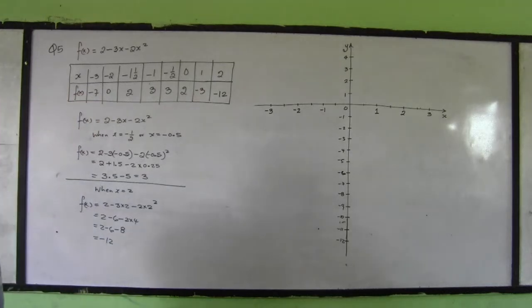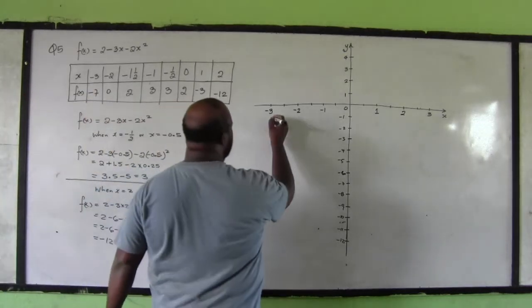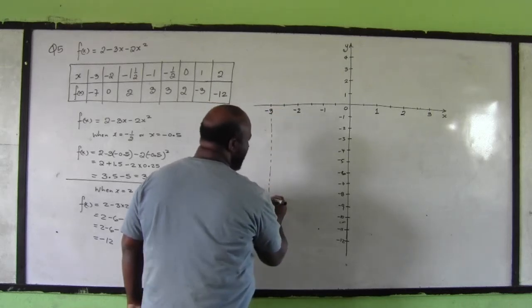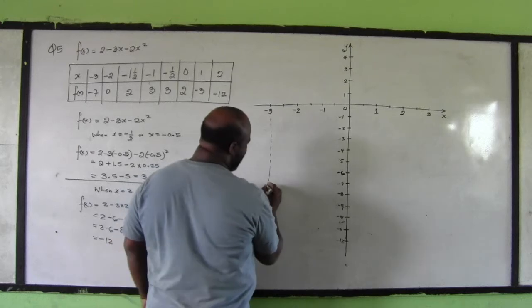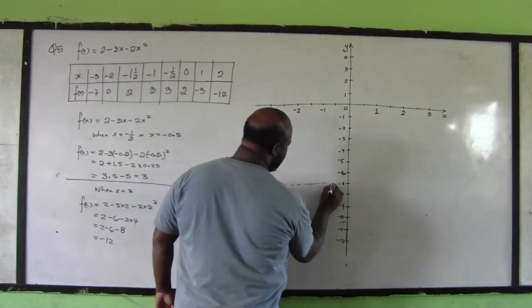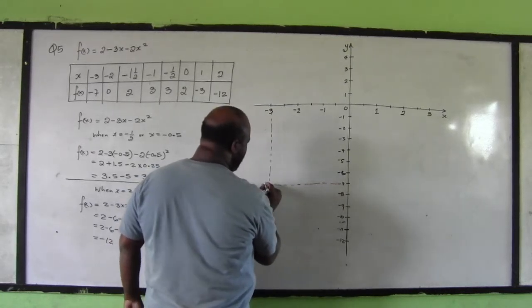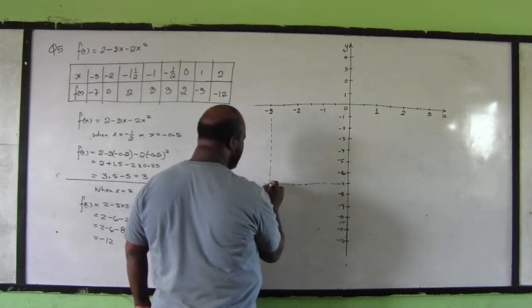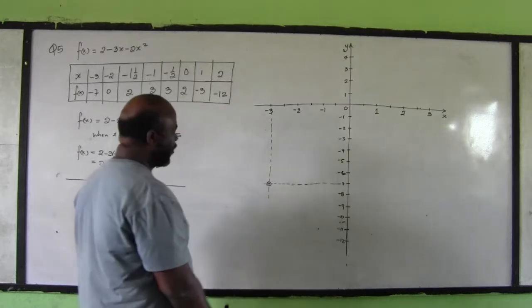Now, let us plot our points. The first point is minus 3, minus 7. So that is minus 3 vertical and minus 7 horizontal. That's the first point.